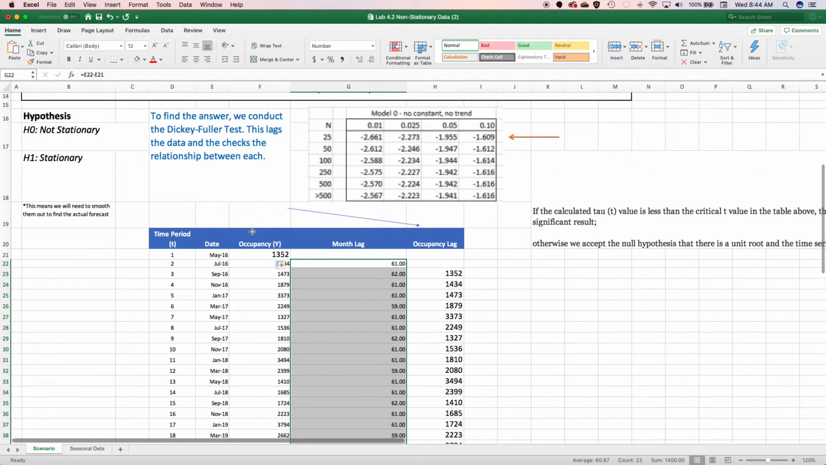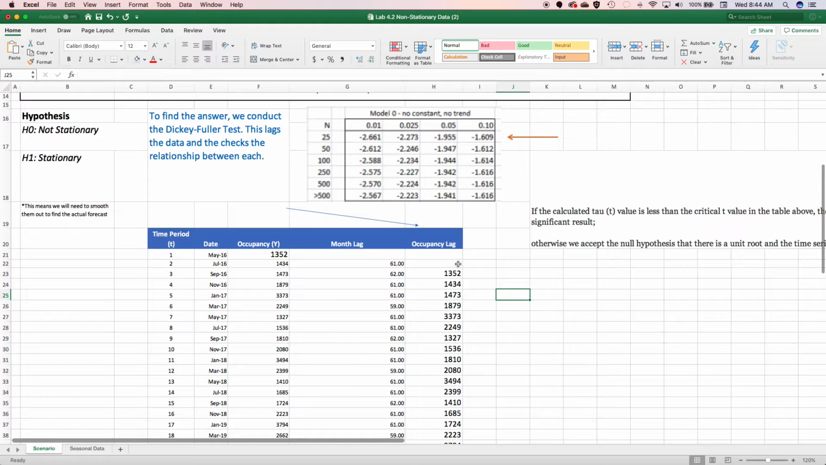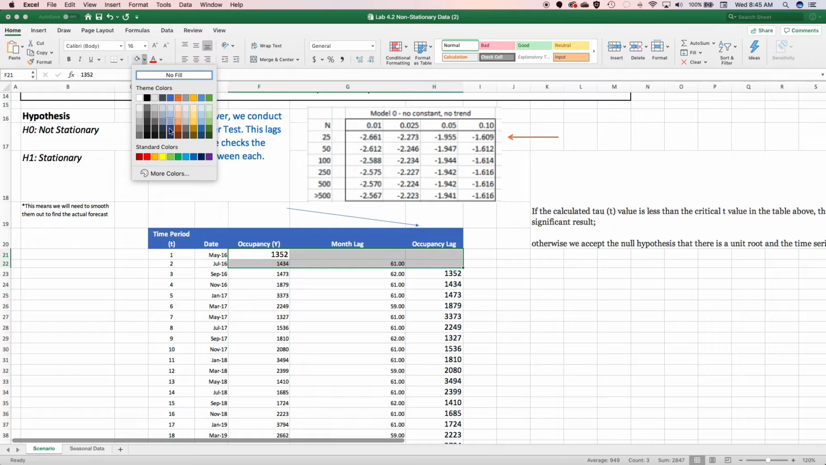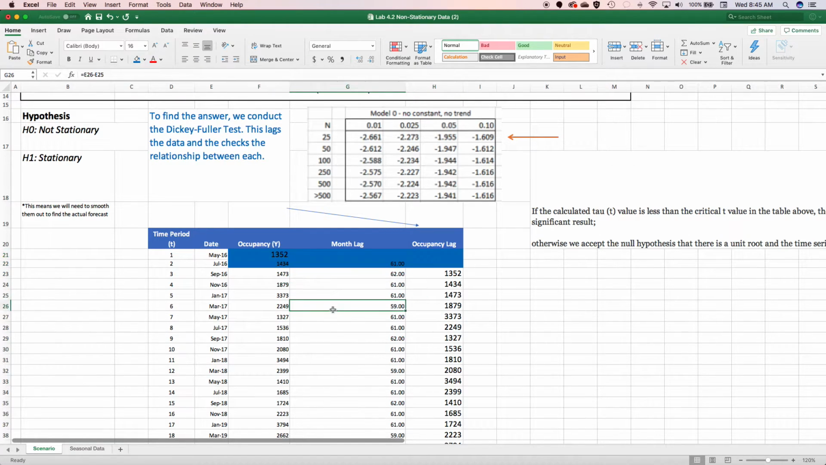Now, what we're going to do is we're going to look at what is the actual number versus these two lags. So our occupancy rate is going to be the Y, the month lag and the occupancy lag are going to be X variables. In that regard, we're going to end up with a regression analysis. Now, to keep my life simple, I know that I'm going to start here, so I'm going to take these two boxes and I'm going to color them in dark blue as well.